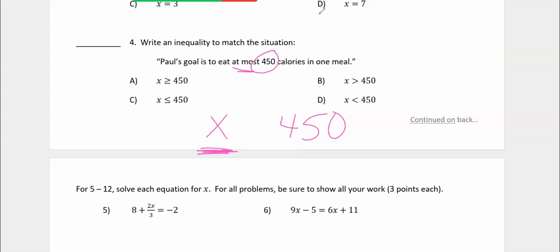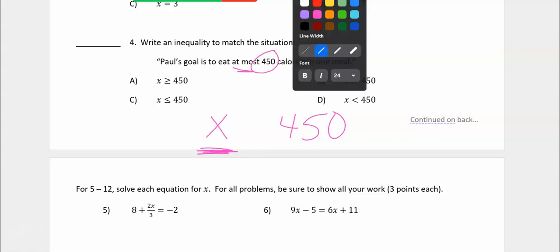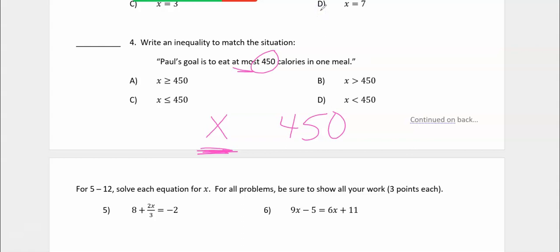Otherwise, he's going to go over his goal and he's going to gain a bunch of weight, I guess, or I don't know. So I think about that and I say, all right, at the most, the calories at the most. So that means he needs to eat less than 450 calories. And it sounds like he can eat exactly 450 and be okay. 450 is the most. So there's my inequality, which would be C.